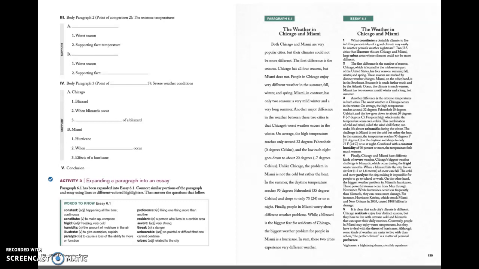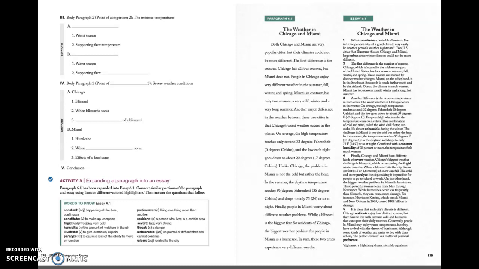Now I would like you to look at the bottom of page 138. What we're going to do here in activity 3 is analyze an essay. And we're going to take a look at what a single comparison paragraph might look like versus a longer essay. But before you read the paragraph and its longer expanded essay, please review the vocabulary words. You might need these vocabulary words to better understand the essay.